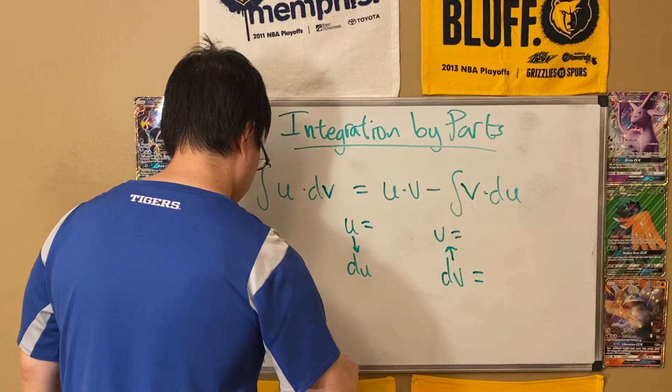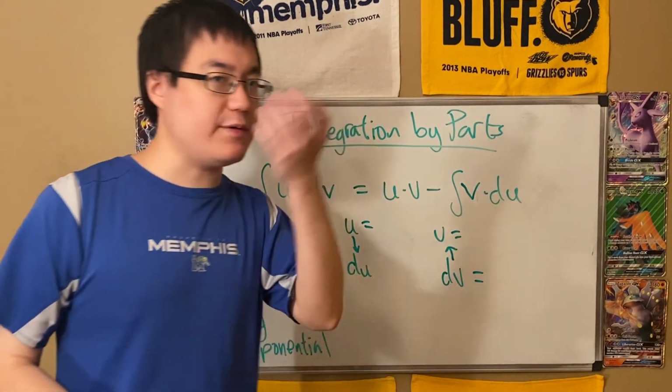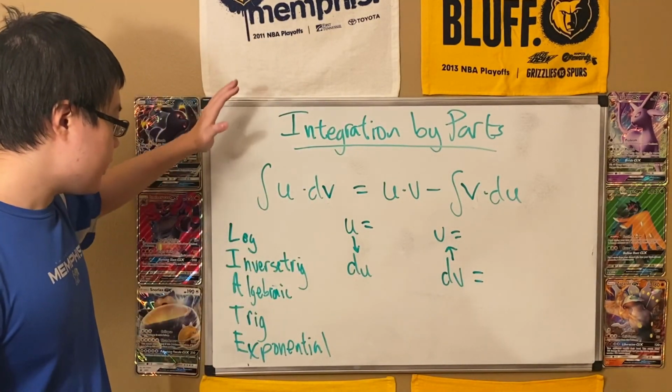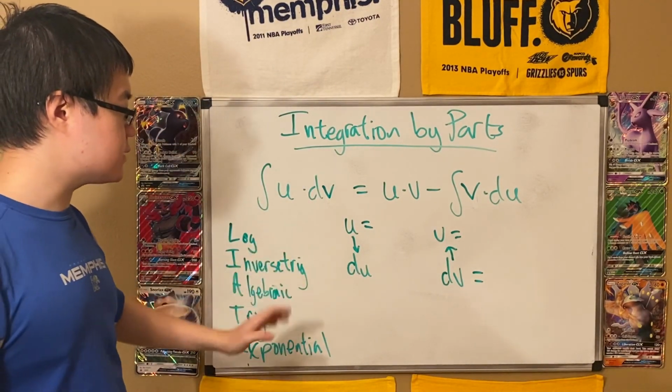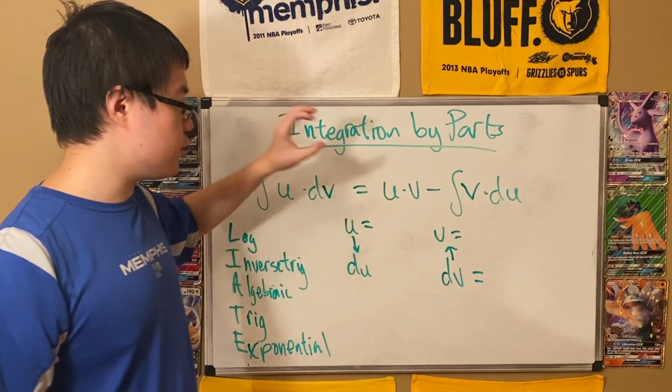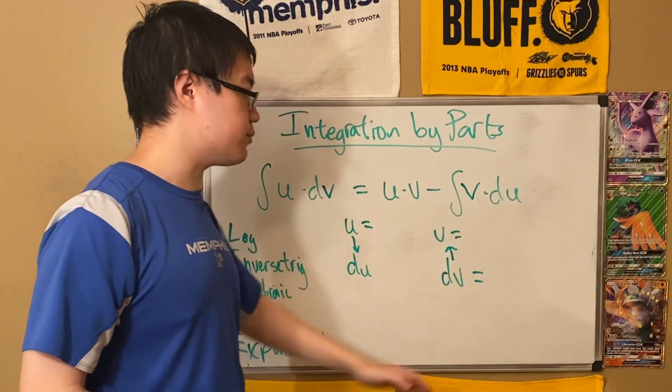Exponential, meaning e to the x, maybe 4 to the x, things like that. So again, what this phrase tells us is to choose which functions are good to choose for u and which functions are good to choose for dv.